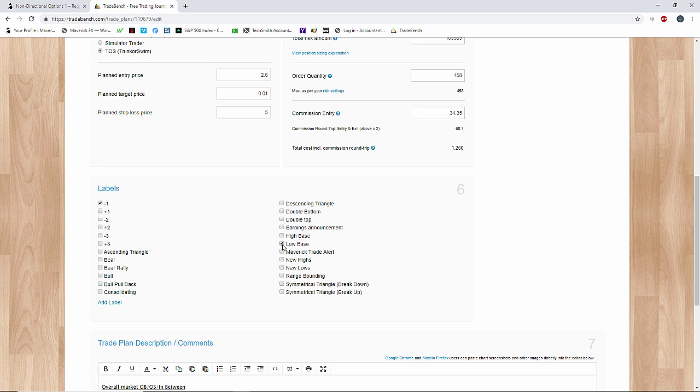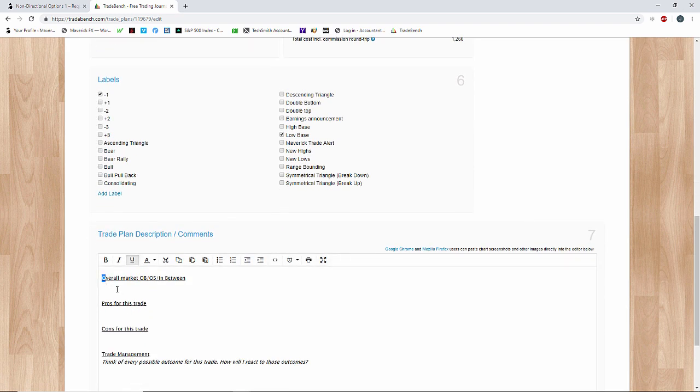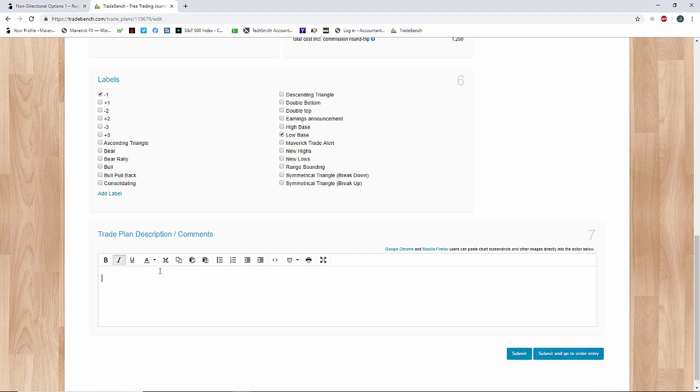Let's see, low base. I won't spend too much more time on it. All right, now let's talk about some of the comments on this. Get rid of my underline. Expecting sideways to down over the next 17 days.